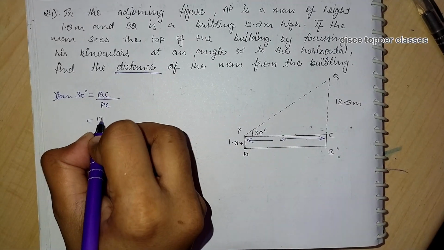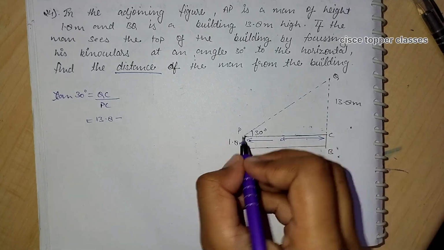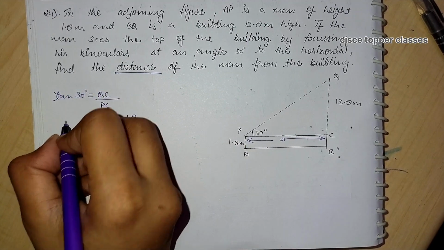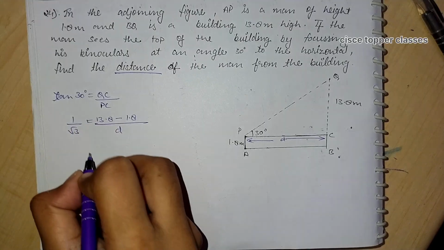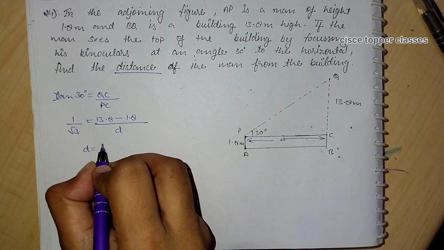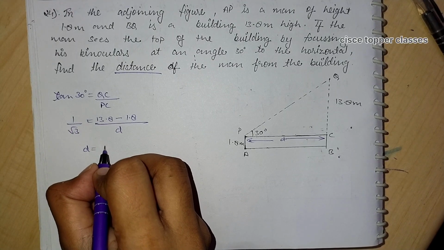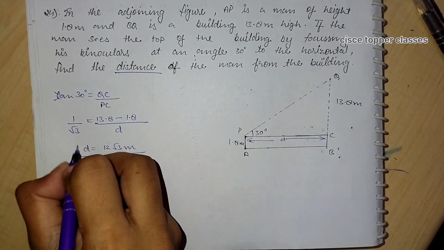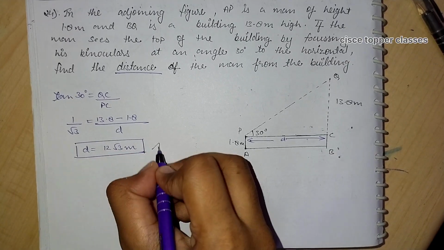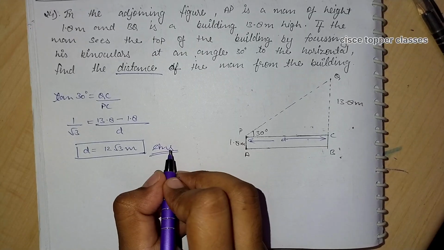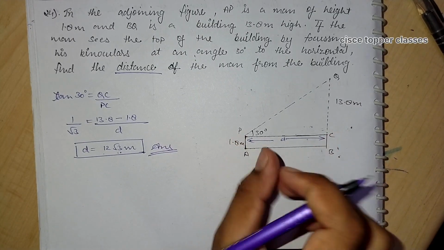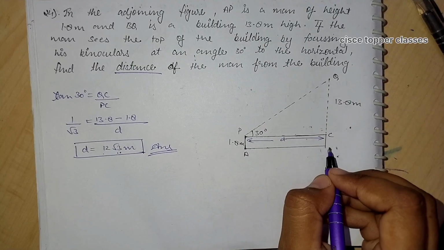Let this PC be the distance D here, which we have to find in this question. So QC we can write 13.8 meter minus 1.8 meter divided by D, and for tan 30 degree we will put the value 1 by under root 3. So from there we can write distance as 13.8 minus 1.8 will be 12, so 12 under root 3 meter. So this is the distance here which we have to find in this question. So this is the final answer of this question here. Means 12 under root 3 meter is the distance between the man and the building here.